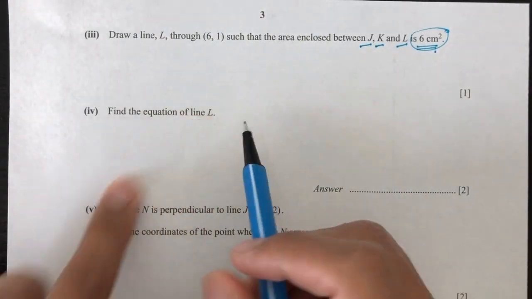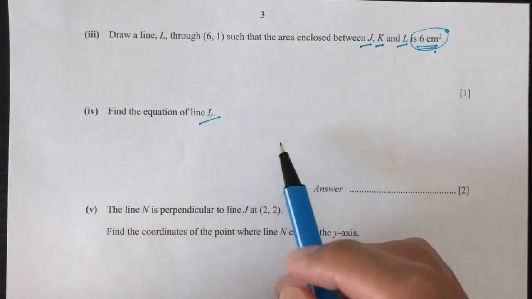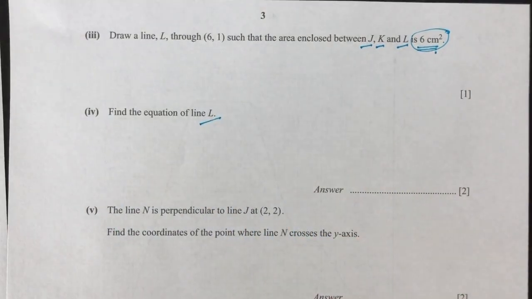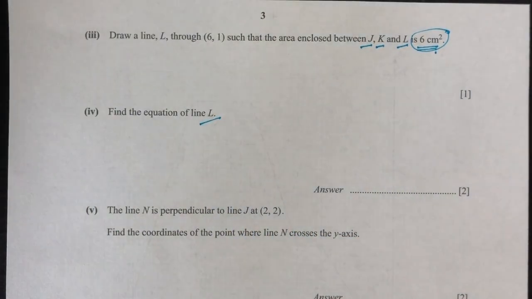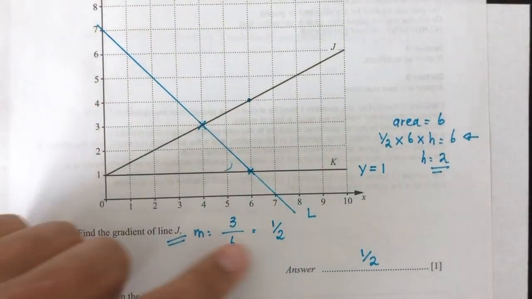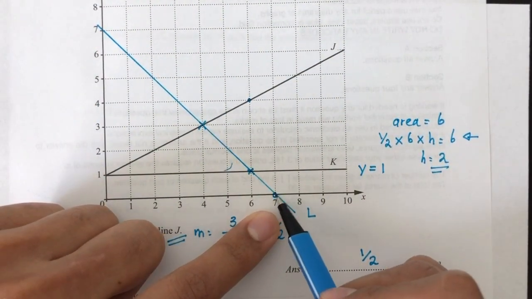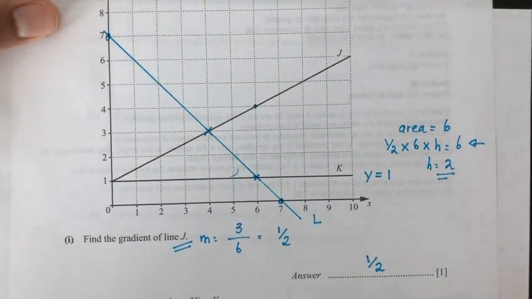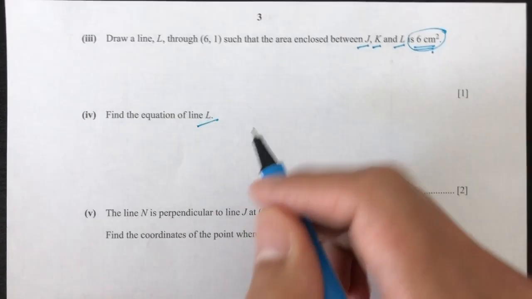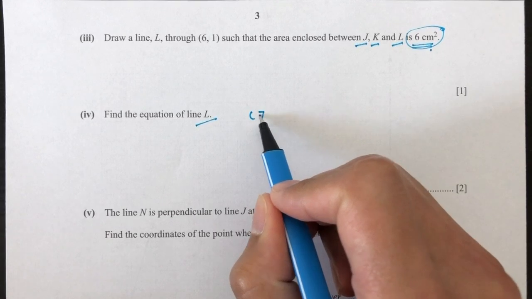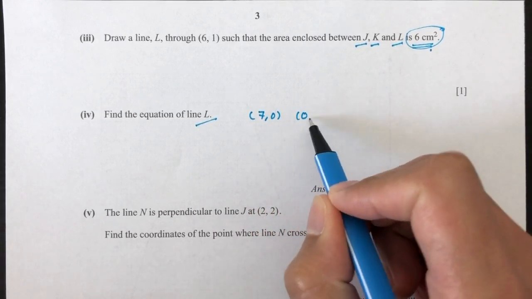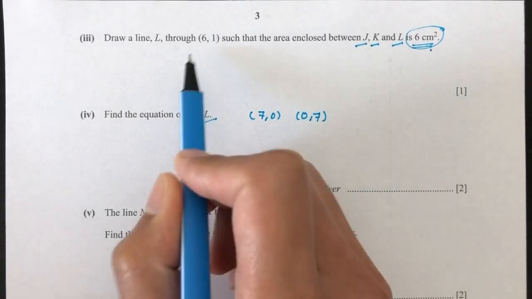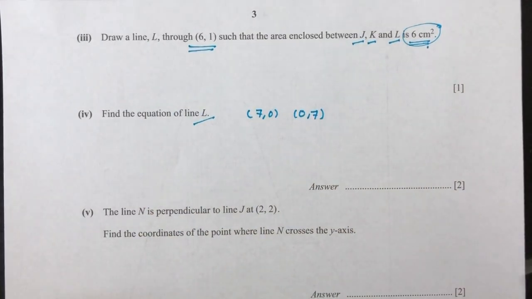Okay. Now part 2, we have to find the equation of line L. So we have to find 2 points. As you can see, we can use this point here and the point here. So we have 2 points. The first point is (7, 0), and (0, 7). Or you can use this one. That's okay too. It's up to you.